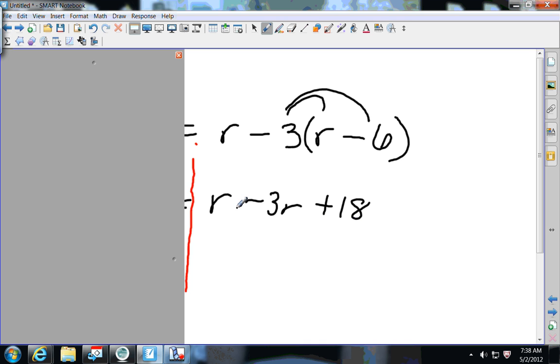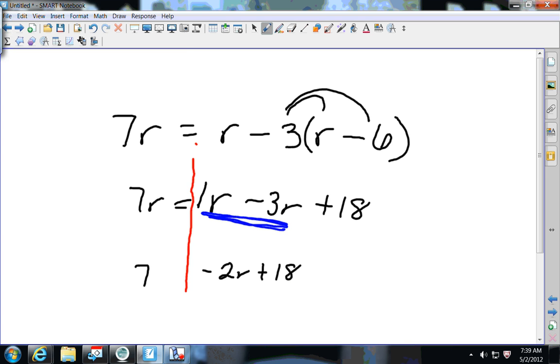There's still work to do right here. What do I need to do now? I got to put this together, the R's together. This is a 1R minus 3R. That's negative 2R plus 18. The 7R still stays over here.